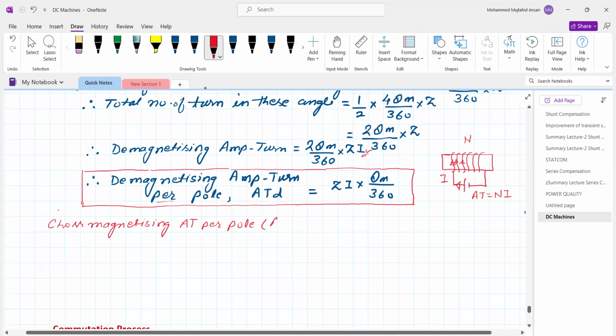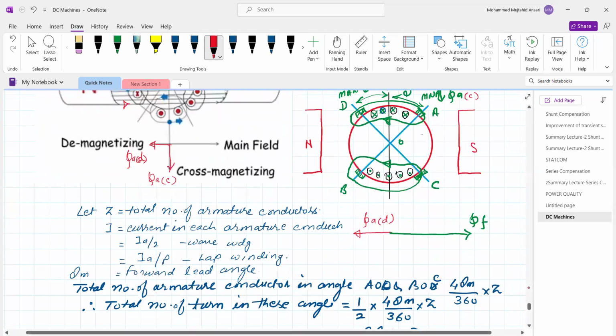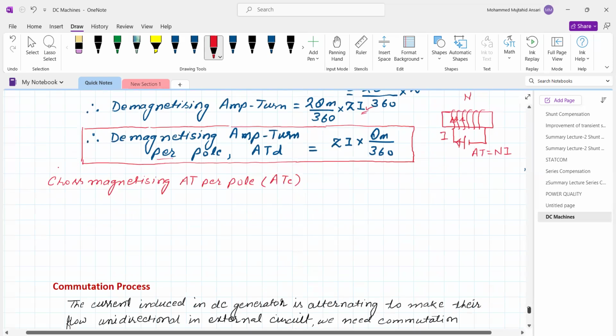Now we are going to calculate ampere turns for the cross magnetizing. We have calculated the demagnetizing conductors: twice theta m upon 360 into Z. If you subtract from the total number of conductors, see from this diagram, here we have calculated these conductors, this one and this one, from the upper side and lower side. If you subtract these conductors from the total conductors, we will directly get the number of conductors responsible for producing the cross magnetizing effect, isn't it?